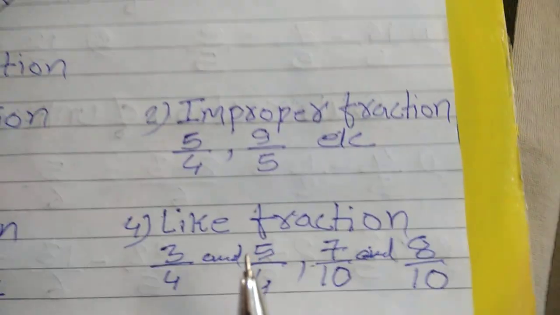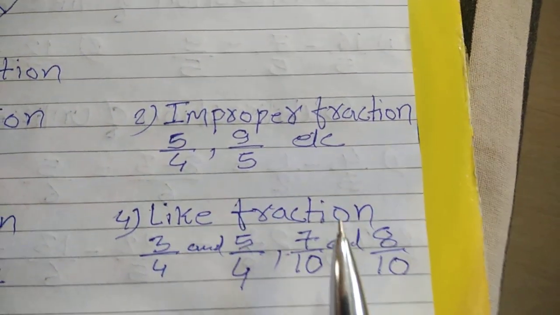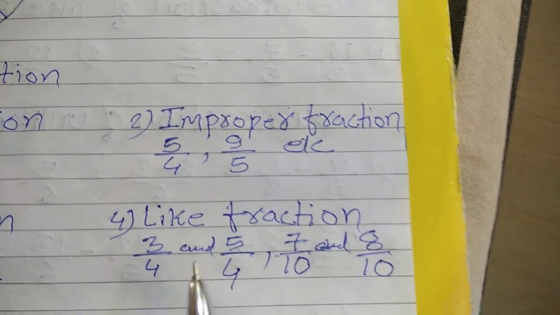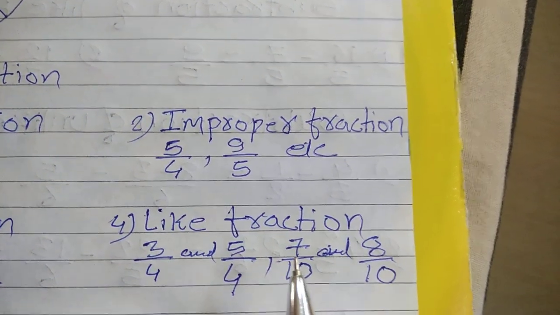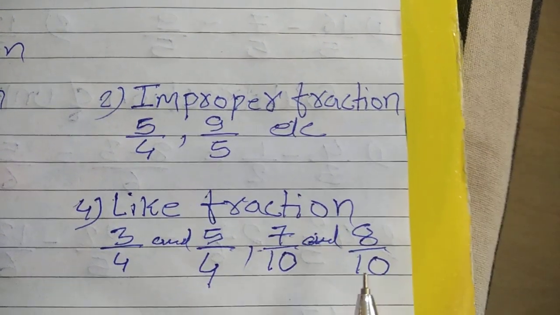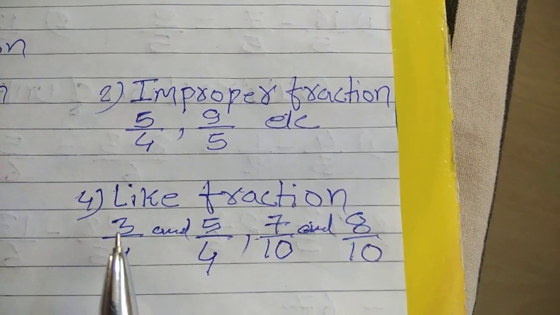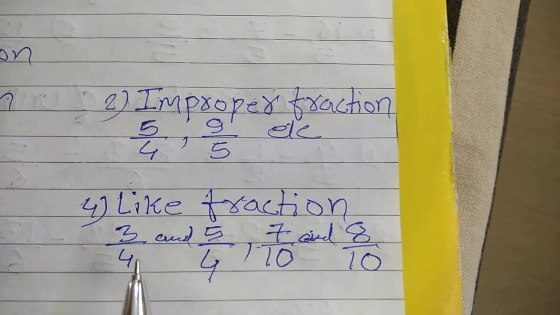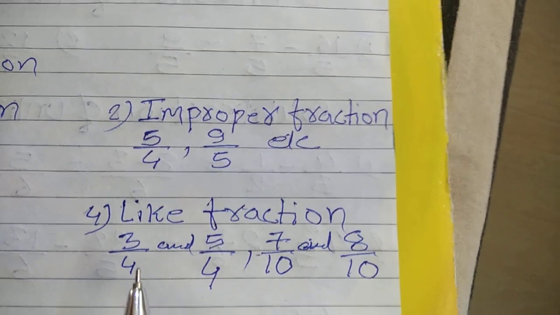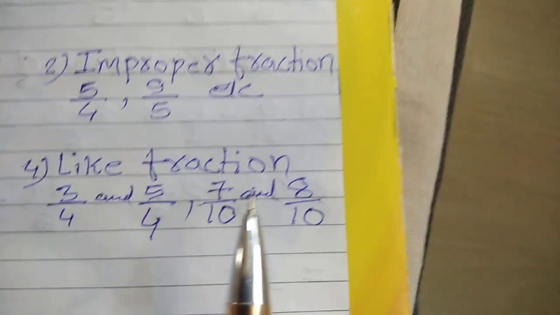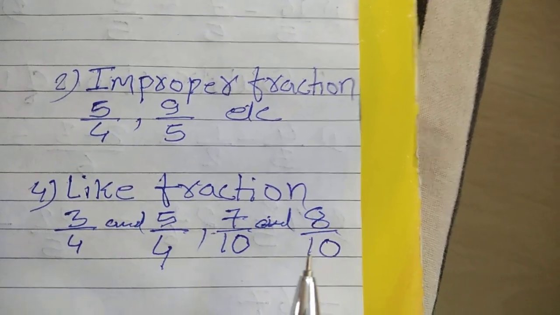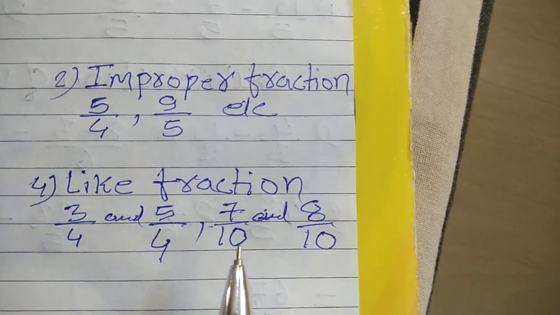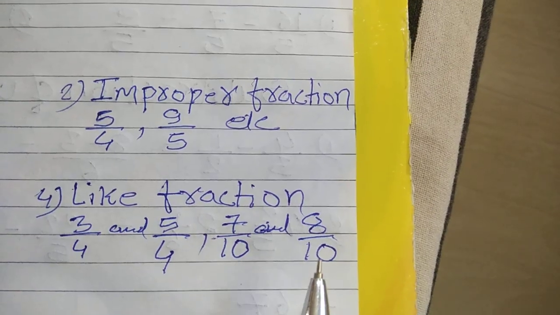Now we will see the like fraction. What is a like fraction? In like fractions we require a minimum of 2 fractions. Here I have taken 3/4 and 5/4. The second one I have taken is 7/10 and 8/10. In the first one, 3/4 and 5/4, both denominators are the same. When both denominators are the same, that is called a like fraction. Here also, 7/10 and 8/10, both denominators are the same. So we can say that is a like fraction.